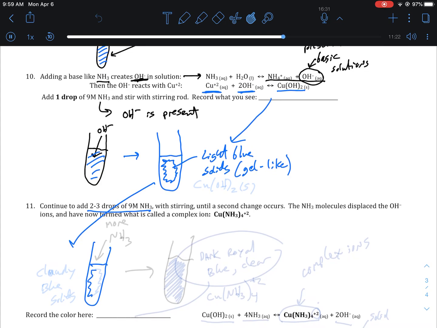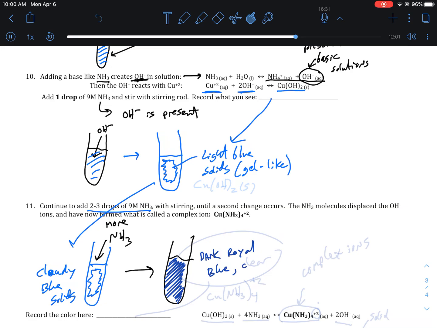So here I have my test tube. It's got my cloudy blue solids. And to it, we add more NH3. Then what happens, it's pretty interesting. We get a color change to a dark royal blue. And it's translucent, so it's clear. Which means, if it's clear, that means the solids went away.